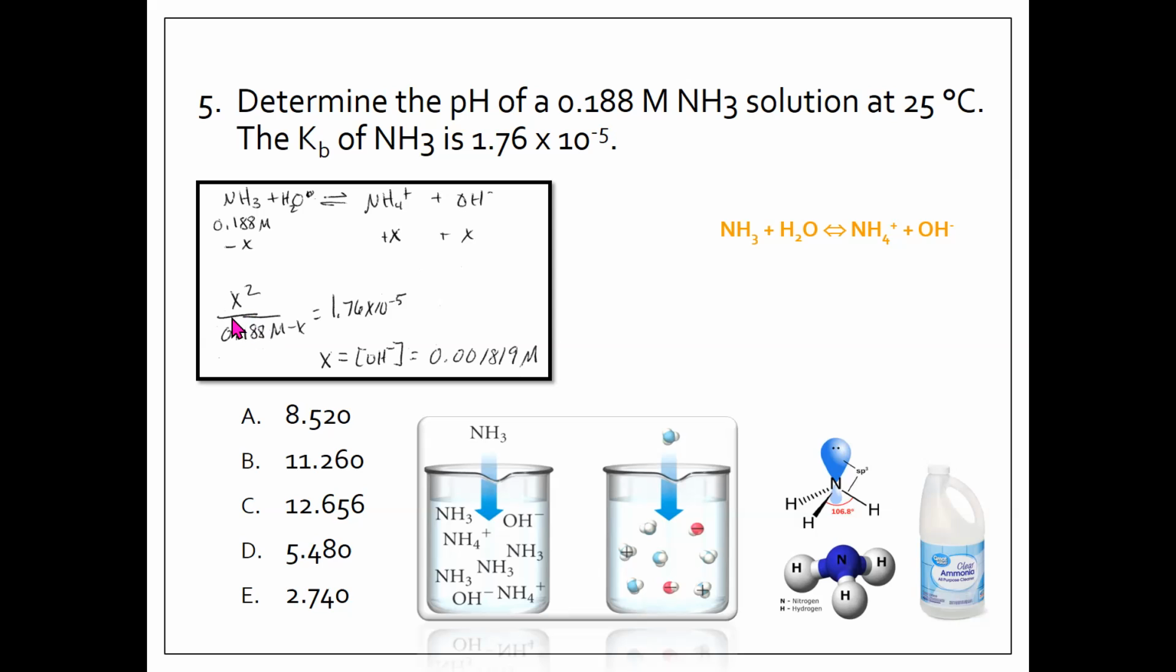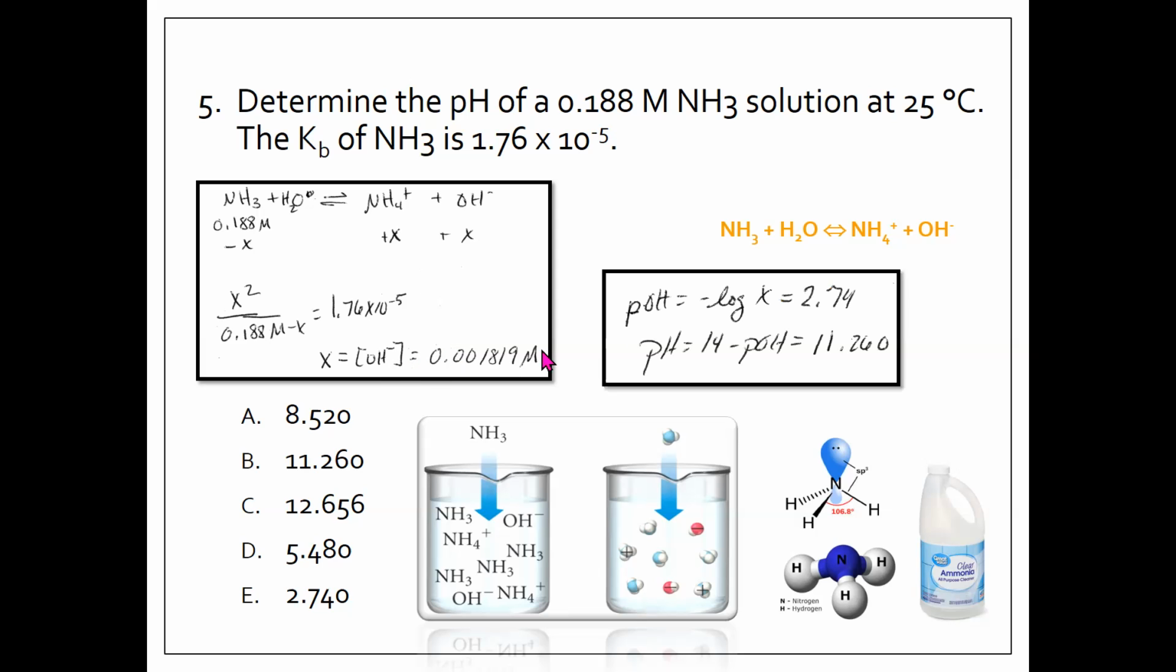And then we're going to set up our K, so products over reactants. So X squared over 0.188 minus X, we can use the approximation. So multiply these two by each other and take the square root to find X. So this X represents the hydroxide concentration. Now that I've got the hydroxide concentration, I can take the negative log of that, and that gives me the pOH. And then 14 minus the pOH gives me the pH, which is what we're looking for. So that's that 11.26. So that's how we're getting B for this problem.